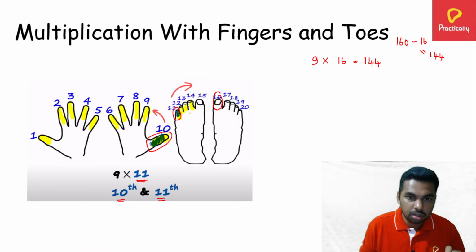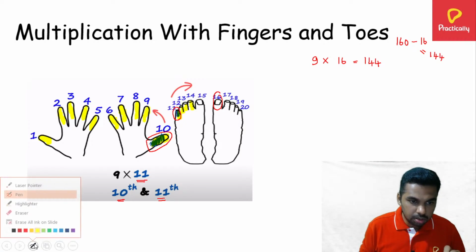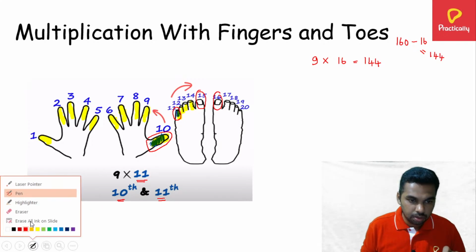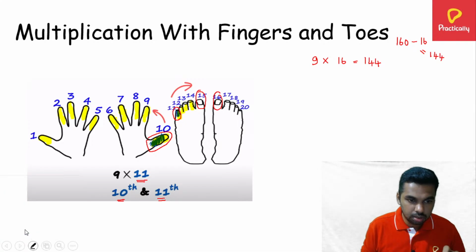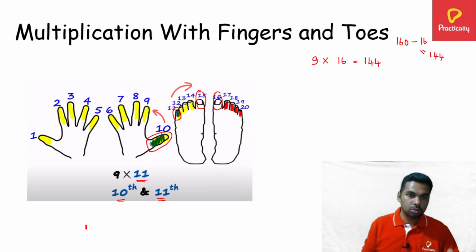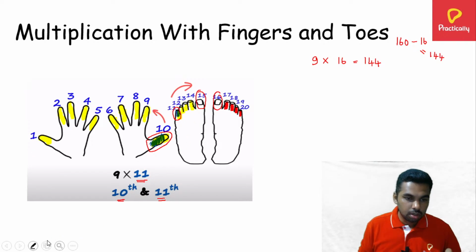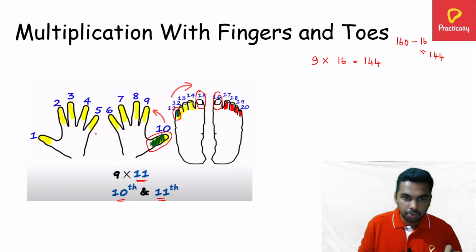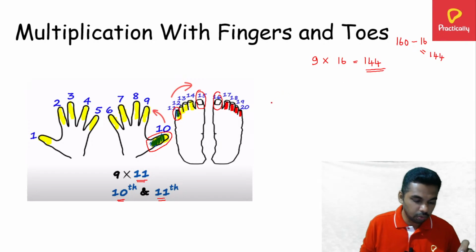I think I did not mark it here. So let me just mark that. So 15 also I can circle it. So these two big toes I won't count. On the left hand side you have 14 and on the right hand side you have 4. Okay, let's use the highlighter. 1 2 3 4, and 1 2 3 4 up to 14. So that is why you have the answer as 144. Here you have 14 and the other side you have 4.